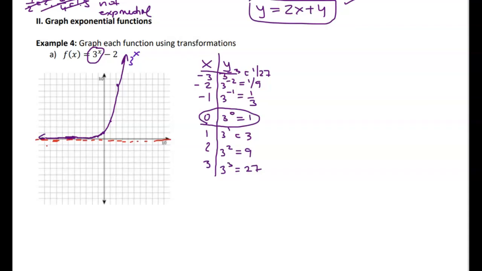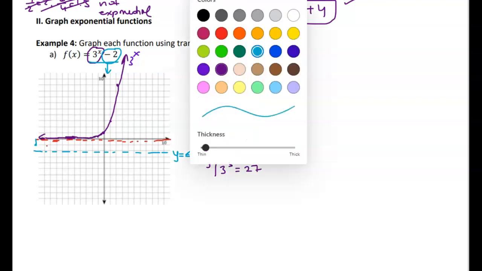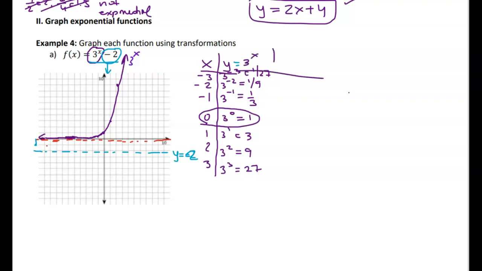Now to graph 3 to the x minus 2, we look at transformation. We go, oh, this is a shift. This is going to go down 2 units. So the horizontal asymptote gets shifted down 2 units, and now it's going to be at y equals -2. All these values of y are going to be subtracted. This one was y equals 3 to the x. If I draw y equals 3 to the x minus 2, we take these values and subtract 2.